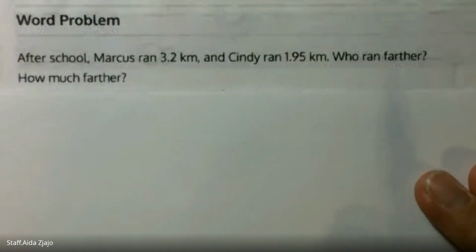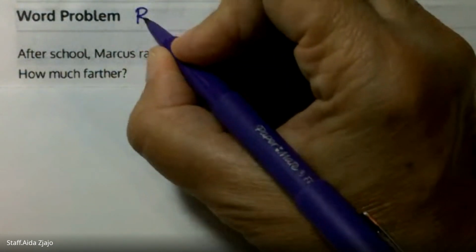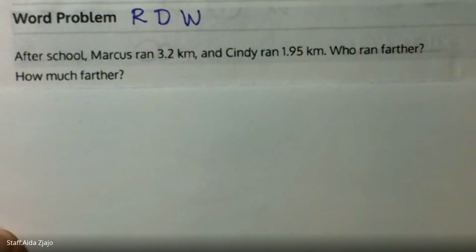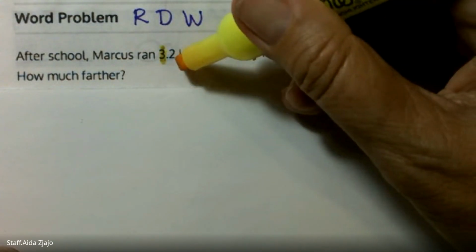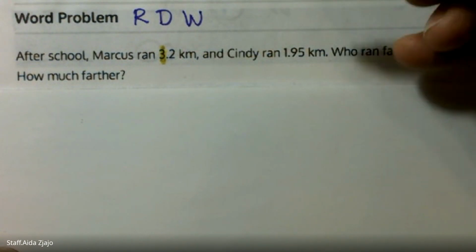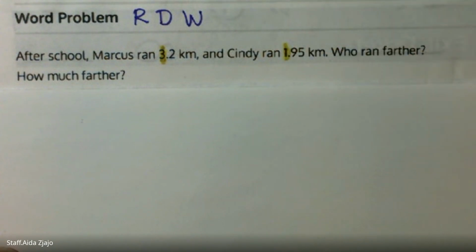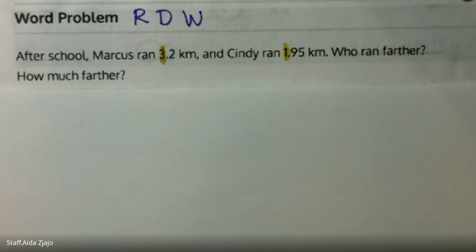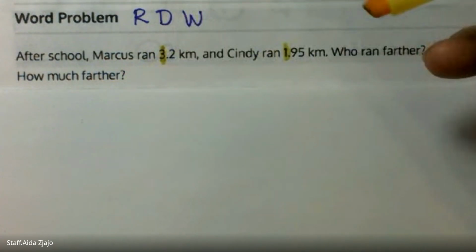Okay, we're going to use a read, draw, and write strategy. Reading. After school, Marcus ran 3 whole kilometers and 2/10 of a kilometer. Cindy ran 1 whole kilometer and 95 out of the next hundred of the next kilometer. Who ran farther? How much farther?